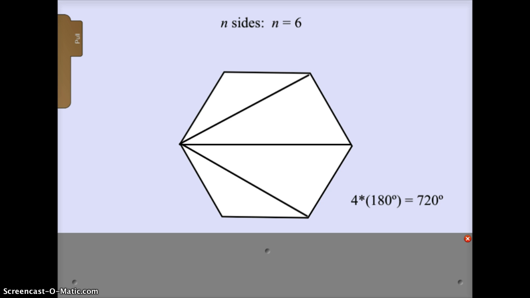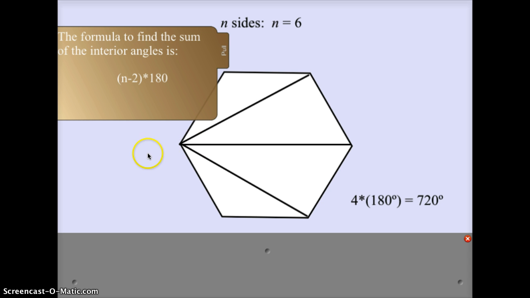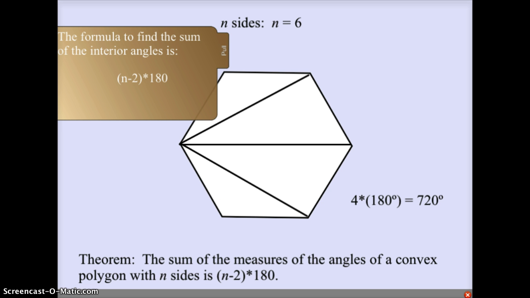If we wanted to create a formula that would allow us to find out the sum of the measures of the angles of a polygon, we would take the number of sides that it has, and we would subtract 2 from it, and we would get the number of triangles. So we'd multiply times 180. So here's our formula. The formula to find the sum of the interior angles is n, being the number of sides, minus 2 times 180. That becomes our theorem. The sum of the measures of the angles of a convex polygon with n sides is the quantity n minus 2 times 180 degrees.